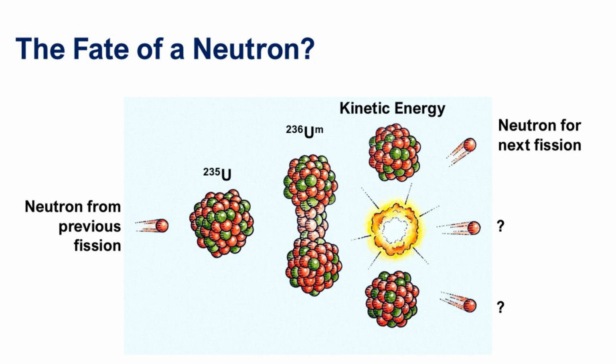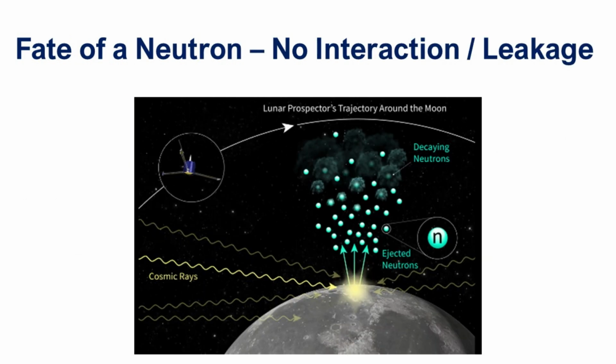So if 1 neutron is needed to cause the next fission event, what happens to the other 1 or 2 neutrons being produced out of each fission event? Well, most of the time, the neutrons do absolutely nothing. They go straight through the reactor, out of the walls and into space. And in fact, space is full of neutrons.